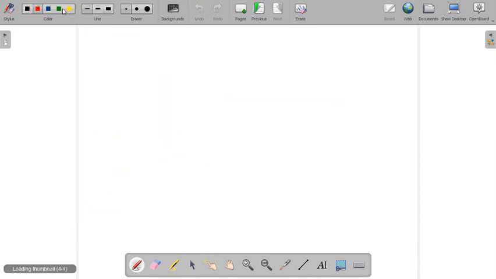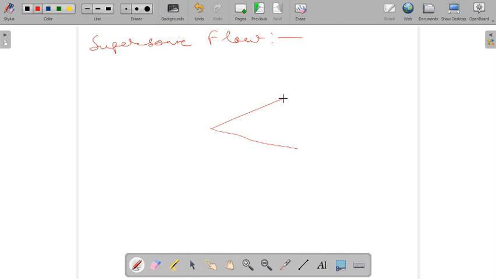Then we have next what is called supersonic flow. Let's consider I have a wedge shaped geometry. Whenever we consider supersonic jets, you will find that the tip of our body is sharp. That's why I am considering this over here as a wedge-like structure.